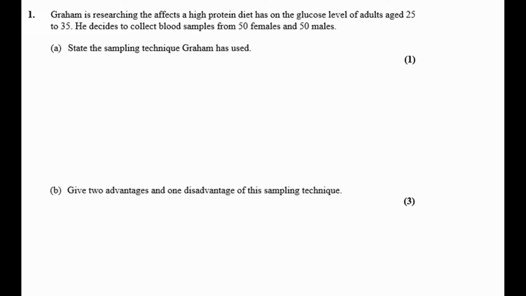Question 1. Graham is researching the effects a high-protein diet has on the glucose level of adults aged 25 to 35. He decides to collect blood samples from 50 females and 50 males. State the sampling technique Graham has used.